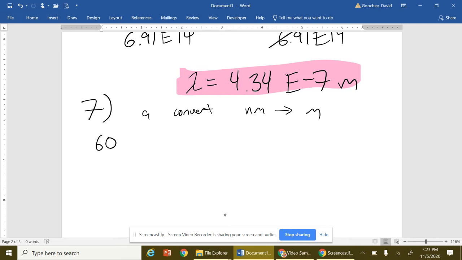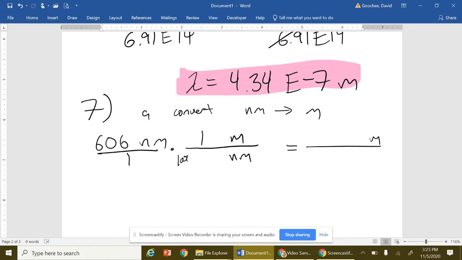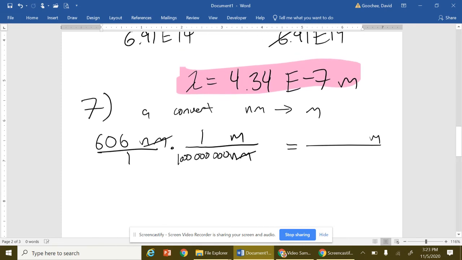So 606 nanometers, and we're trying to convert it into meters. Okay? Dimensional analysis tells us we want to get rid of nanometers, so nanometers got to be on the bottom, meters on top. So 1 meter is 1 billion nanometers. So we're dividing by a billion. We're going to take 606, divide it by a billion, and at this point, I can tell you that after plugging it into the calculator, that equals 6.06 times 10 to the negative 7th meters.